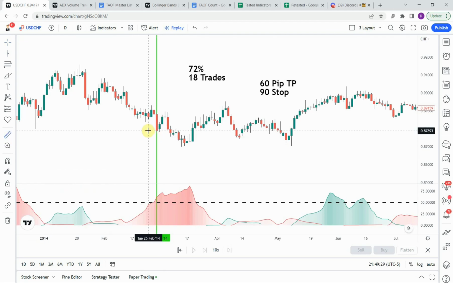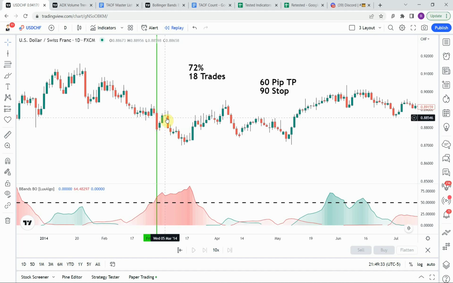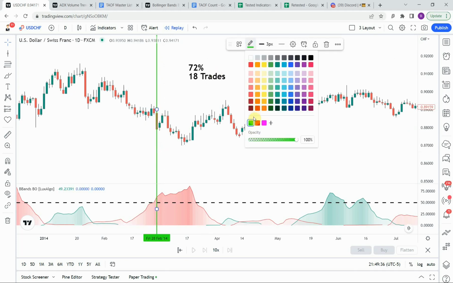It does look like we may have gotten stopped out, as this does a pretty nasty pullback right there. Yep, just barely stops us out. So that would be a losing one.